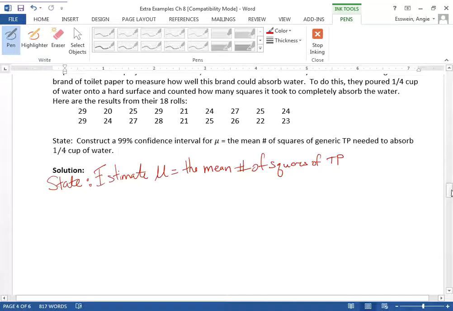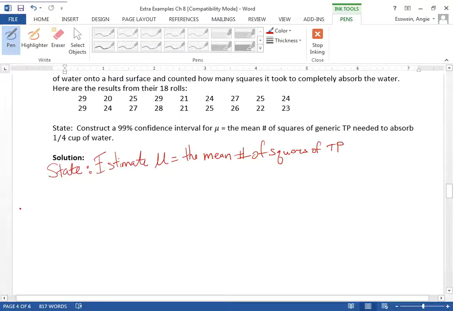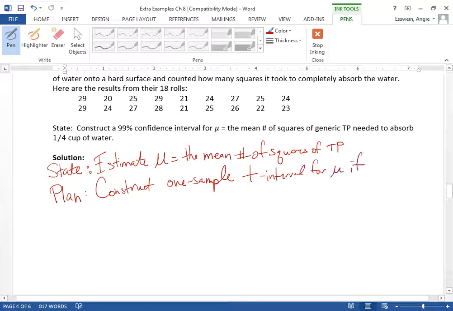Okay, so that's what we're trying to do. We're trying to estimate that, and we only have the sample. So our plan is to construct a one sample t interval. You'll see why it's important to know the names for these tests. It's a one sample t interval for mu if we meet the random, normal, independent conditions.